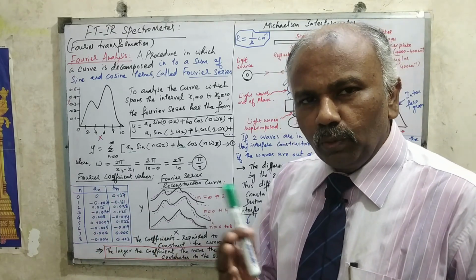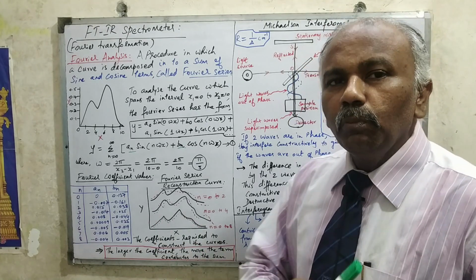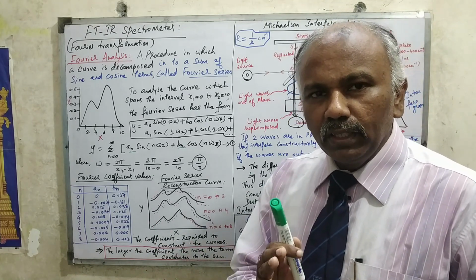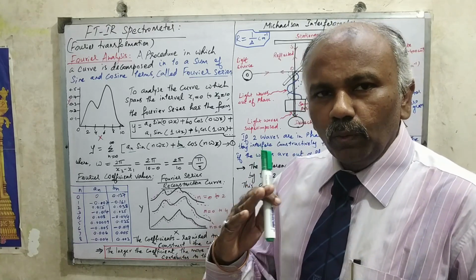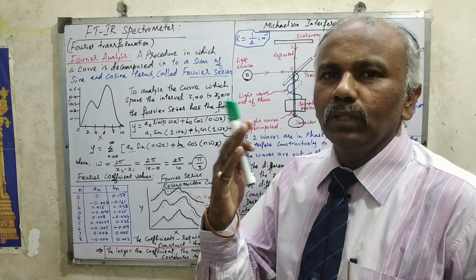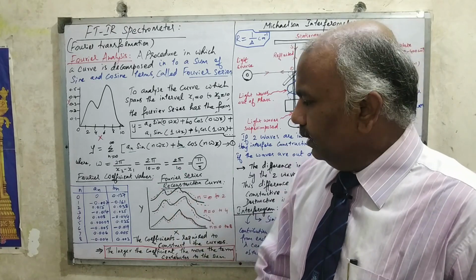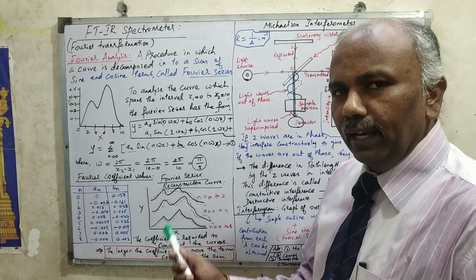When you have the larger coefficient values, they contribute more to the sum. Why? Because sine square theta plus cos square theta is equal to 1. That is the reason the larger the coefficient values, the more they contribute to the sum term values, right? So this is all about the Fourier analysis, right?